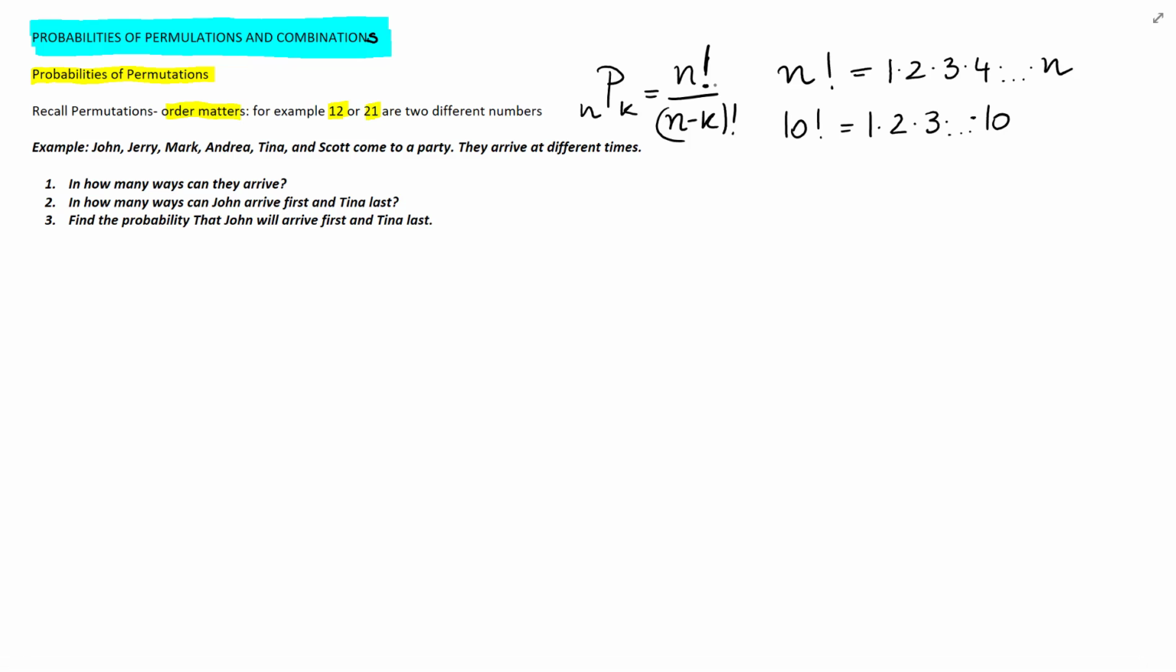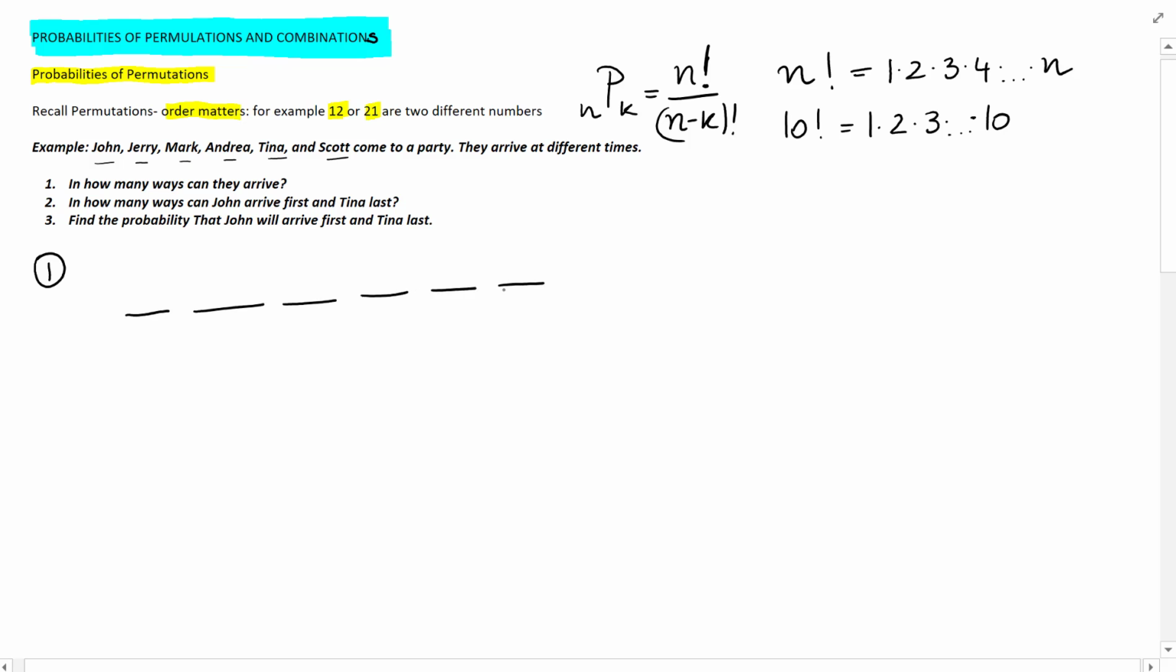So for example, John, Jerry, Mark, Andrea, Tina, and Scott come to a party. They arrive at different times. In how many ways can they arrive? In how many ways can John arrive first and Tina last? And find the probability that John will arrive first and Tina last. So let's discuss the first situation. In how many ways can they arrive? So we have 1, 2, 3, 4, 5, 6 people, right? So let's write 1, 2, 3, 4, 5, 6.